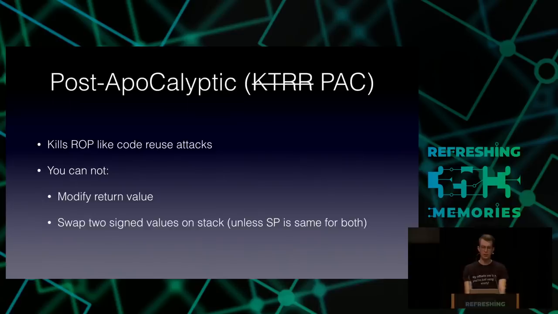So the basic idea of PAC is to kill ROP-like code reuse attacks. You cannot simply smash the stack and create a ROP chain because every return would have an instruction verifying the signature of the return value, and that means you would need to sign every single one of these pointers. And since you don't know the key, you can't do that in advance. So you cannot modify a return value, and you cannot swap two signed values on the stack unless the stack pointer is the same for both.